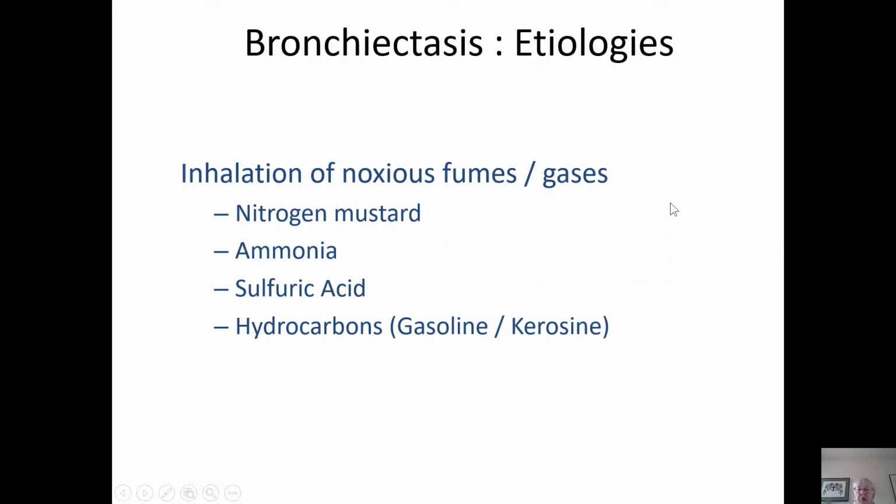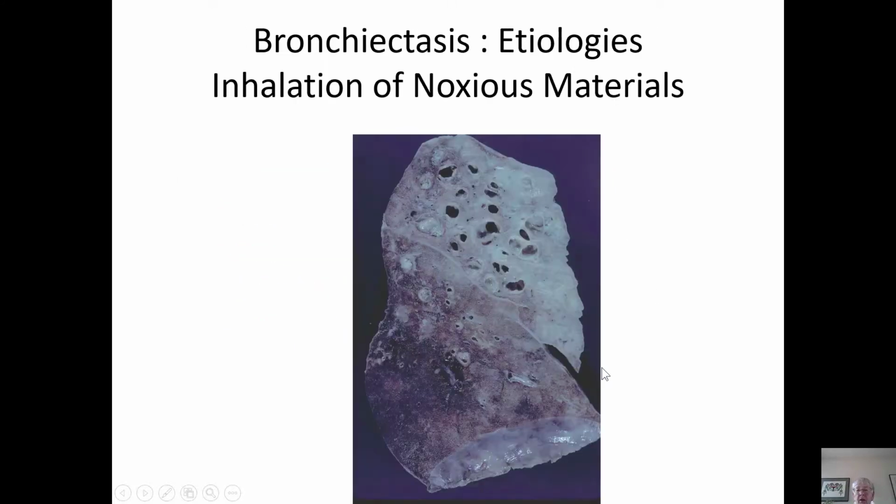Inhalation of noxious fumes or gases can certainly be associated with bronchiectasis. In World War I, there was nitrogen mustard, and the soldiers came home with a fair degree of bronchiectasis. The other ones are usually in an industrial accident or a home accident. This is a case of a child who actually inhaled kerosene and developed upper lobe bronchiectasis.